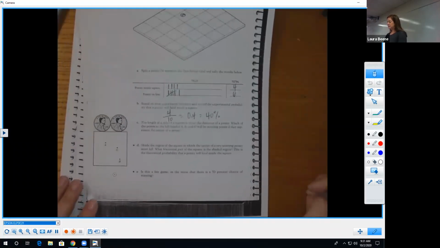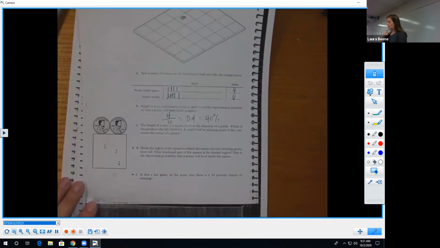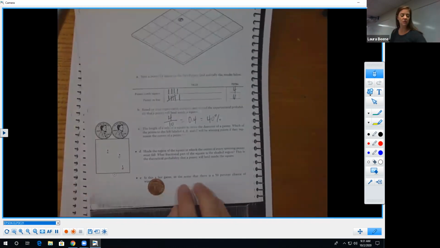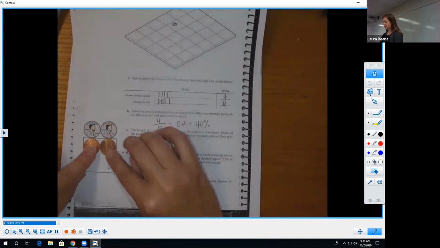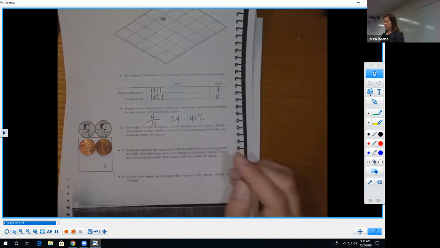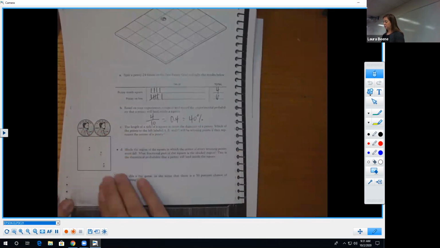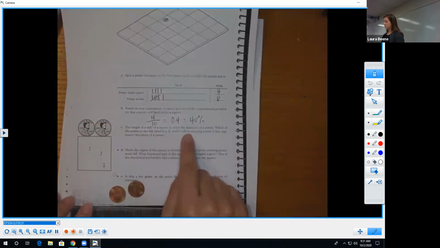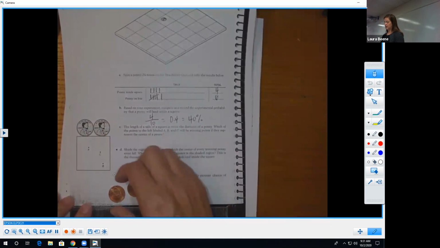Okay, so it says the length of the side of a square is twice the diameter of the penny. So that means that you can fit 2 pennies inside the square successfully without touching the lines. Okay, so it says which of the points to the left labeled A, B, and C will be winning points if they represent the center of the penny.